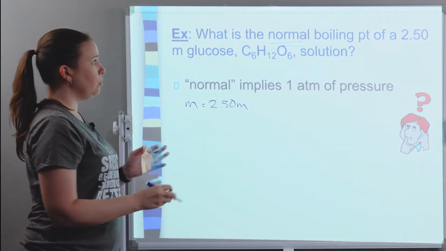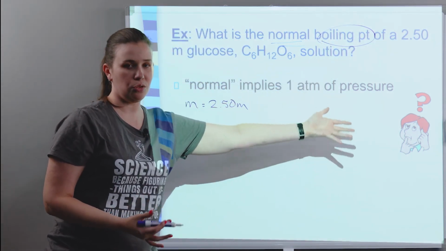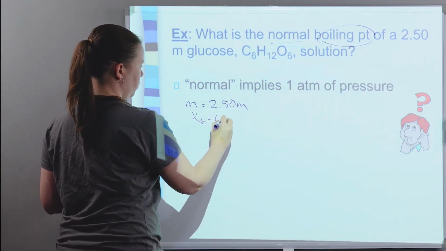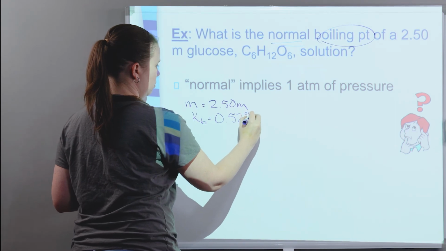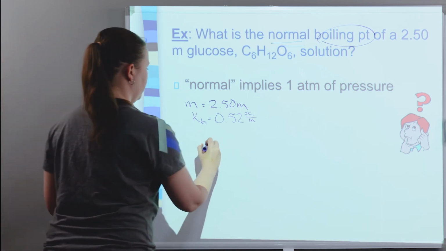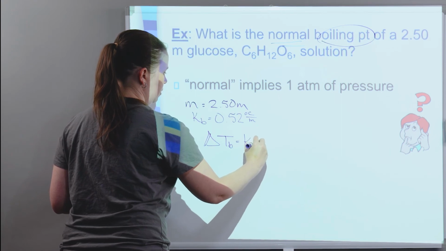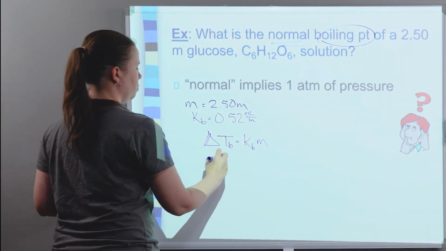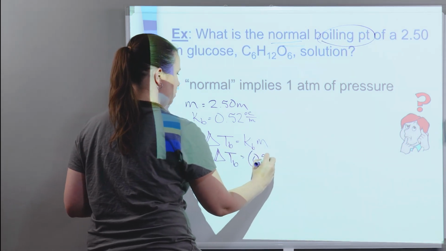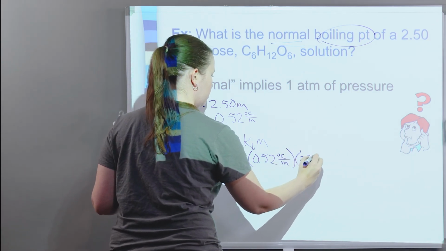One thing that I have to know is when I'm talking boiling point of a solution where we would assume the solvent is water, I also have my Kb, which was 0.52 degrees Celsius per molality. So this is going to allow me to use that first formula, delta TB equals KB times the molality. So when we solve for delta T, I'm basically going to be multiplying my 0.52 times my 2.5.